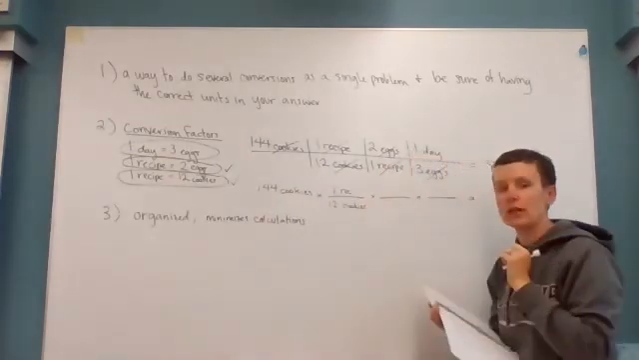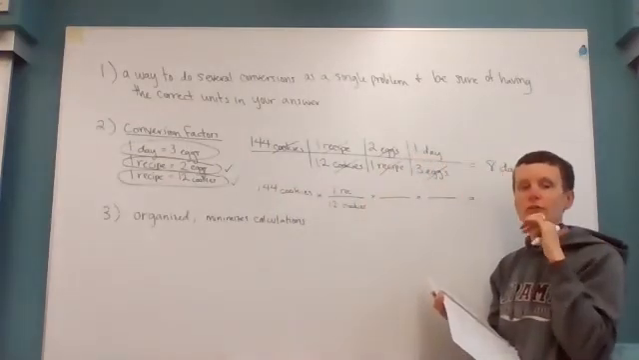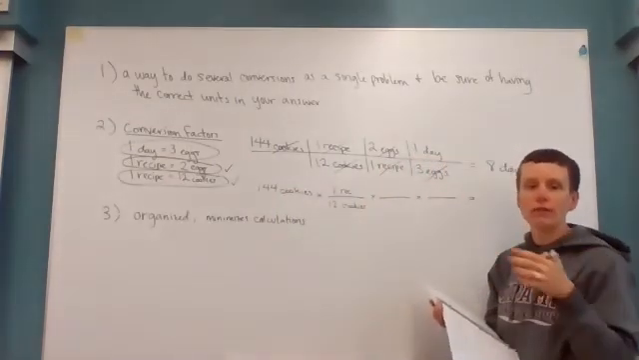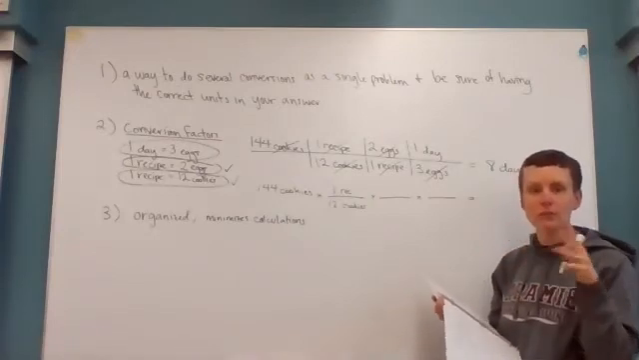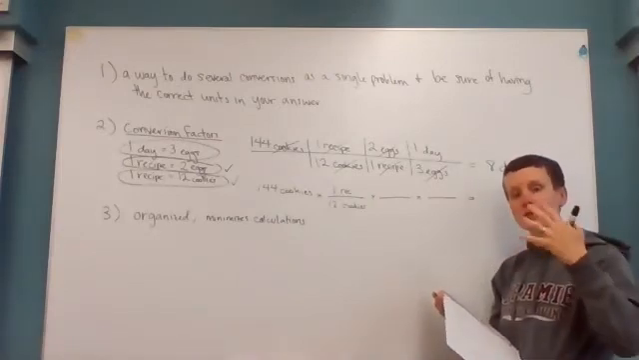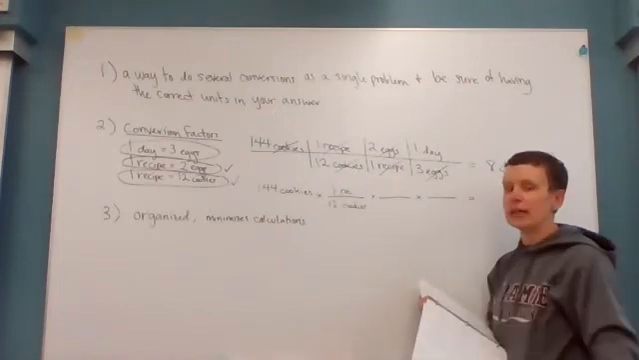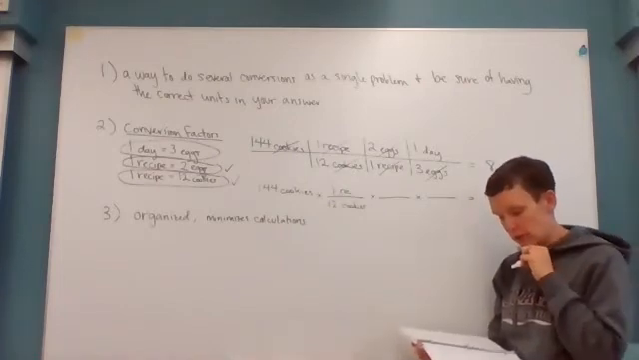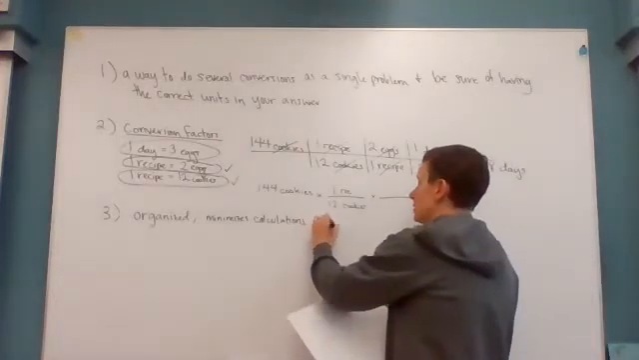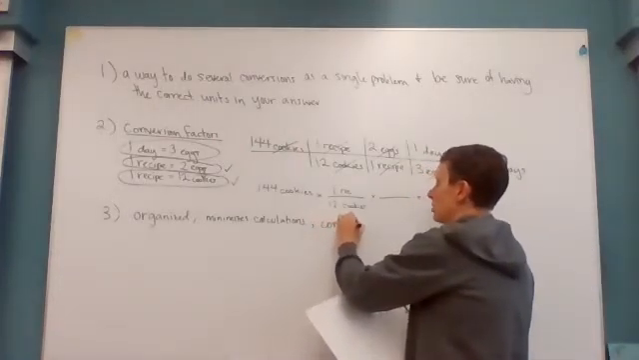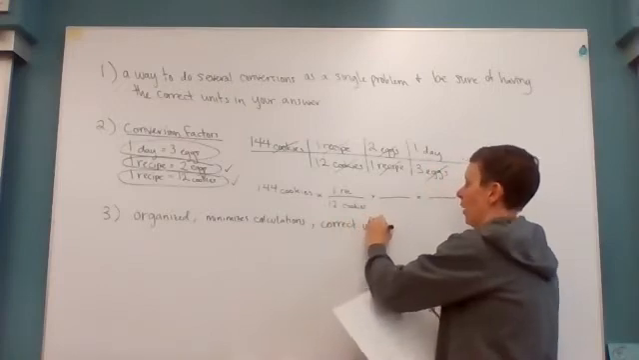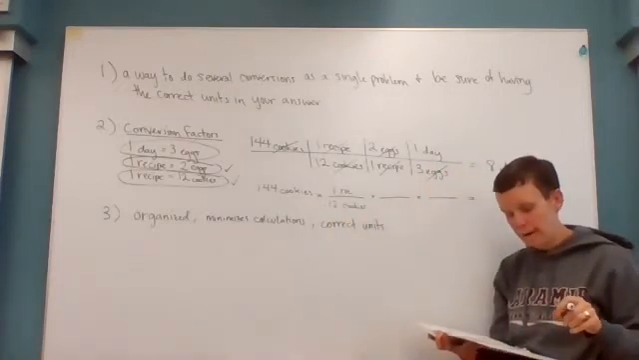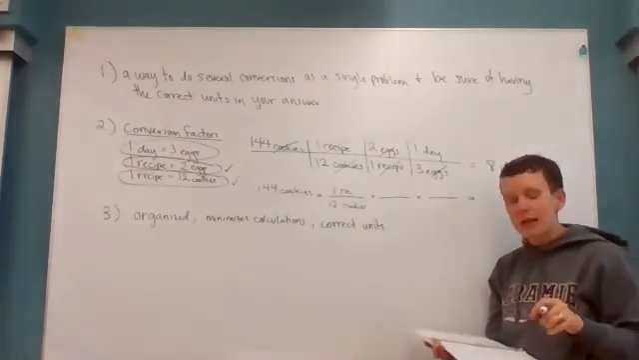Okay, minimizes calculations, makes it all one instead of equal, equal, equal, and you have to round every time. When you get these messy decimal answers, you're going to round too many times. Minimizing calculations means you only have to round once. It's going to give you a more accurate answer. Okay, and then correct units obviously was one of the major reasons why we would use this method. Okay, metric conversion notes.